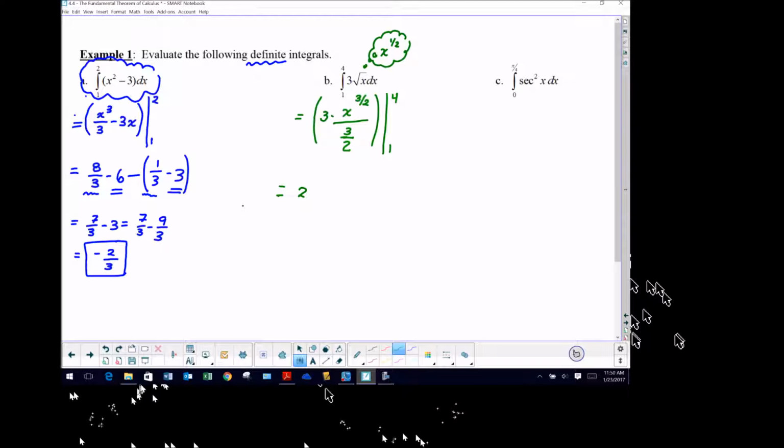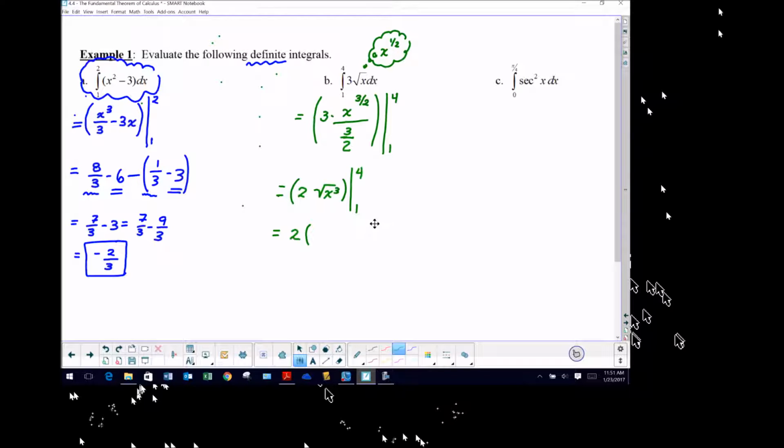We're going to have a 2 out in front, right? The 3's are going to cancel. And then x to the 3/2 probably would be okay if we kept it written like that, but we can also convert this back into radical form, and I think you might have a little bit more luck trying to evaluate it like that, but you can do either way. Now, I see that there is a 2 common to what's going to end up being a pair of terms when I plug in 4 and 1, so my personal preference would be to take any constant out in front and just basically factor it.